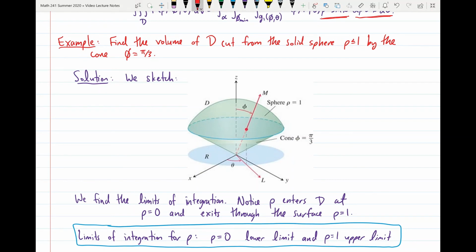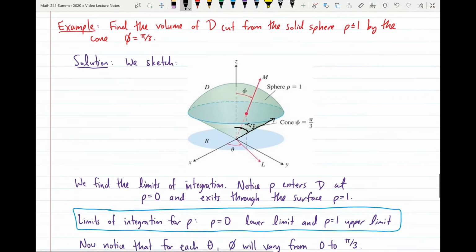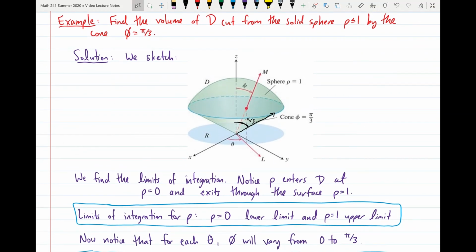So each of these rays on the cone here, or maybe I should say the surface of the cone, if you look at any ray that's on the surface of that cone, the angle between that ray and the positive z-axis is going to be pi over 3. That's what it means to have a cone described by phi equals pi over 3. So instead of sketching, again, this is a sketch that's not too difficult to do. You could probably sketch this yourself on homework.